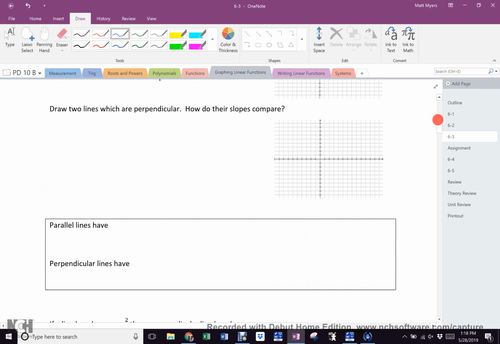Perpendicular takes a little bit more time to explain. Everybody draw the following two lines. Draw those two lines.